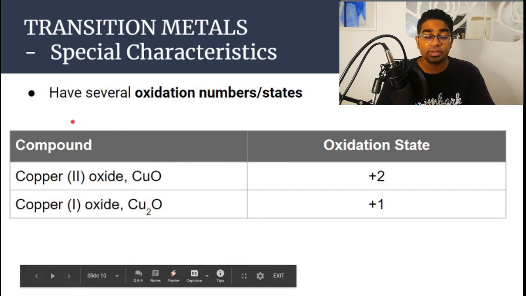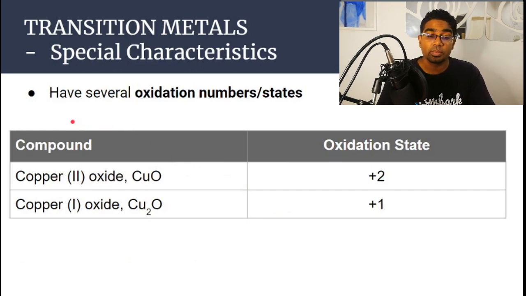Now, another special characteristic is that they have several oxidation numbers or oxidation states. I have a separate video on oxidation numbers. You don't have to worry, I'm not going to go into detail in this video. So here the point is that transition metals can have several oxidation states, not just one.